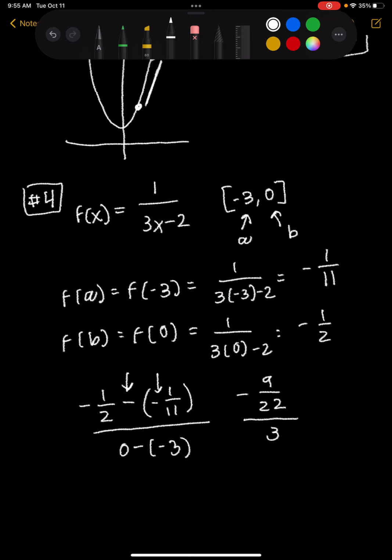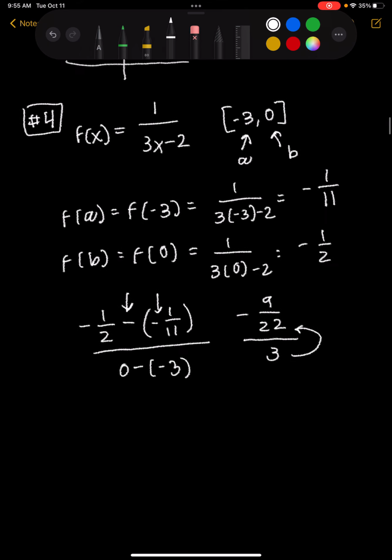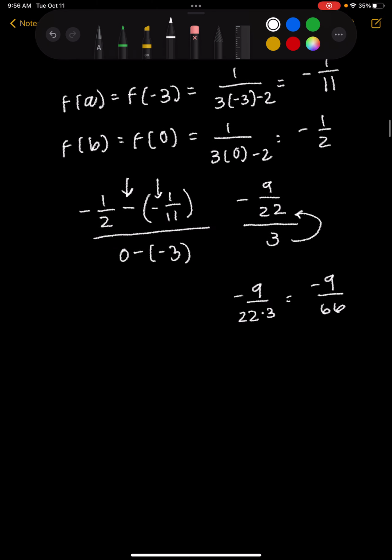When we do a fraction divided by a whole number like this, what we can do is take this 3 and just multiply it up here. So this is the same thing as saying -9 over 22 times 3, which is -9 over 66. And that can be simplified to -3 over 22. And so that's my slope. So in that function between -3 and 0, my slope is -3 over 22, which means I go down 3 and over 22 units. And there we have it, key features of graphs and average rates of change.